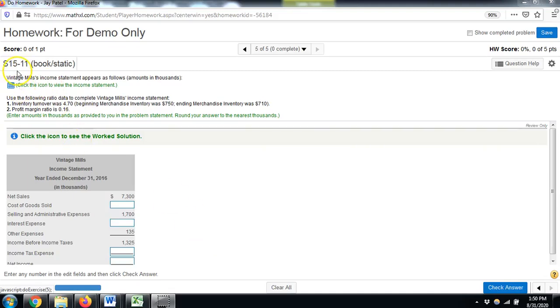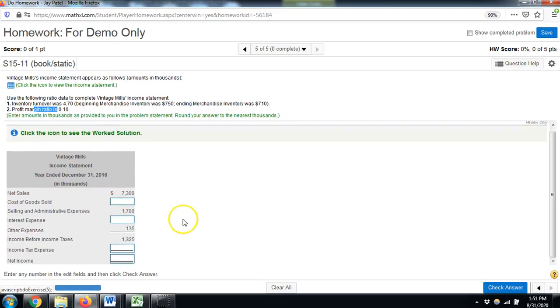So this is 15-11. We're going to basically use some information about ratios to reconstruct items from this income statement. So what do we know? We know that the inventory turnover ratio was 4.7, and it gives us some information on the beginning and ending inventory balances. And we know the profit margin is 0.16 or 16%. So let's try to find out how we can fill in these blanks here.